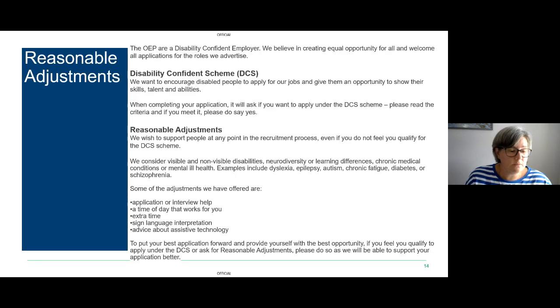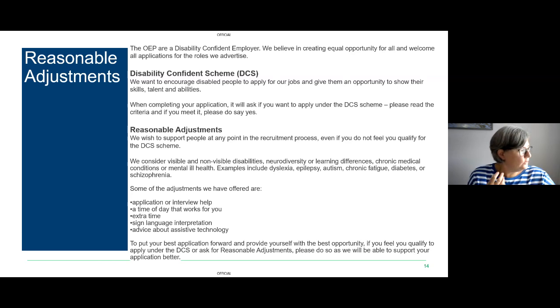Okay, so reasonable adjustments. The OEP are a disability confident employer. We believe in creating equal opportunity for all, and we welcome applications for all roles that we advertise. We are members of the Disability Confidence Scheme. We want to encourage everybody to apply for roles, including disabled people. When completing your application, you will be asked if you wish to apply under the Disability Confidence Scheme. So read the criteria. If you believe you meet the criteria, please do apply under the scheme.